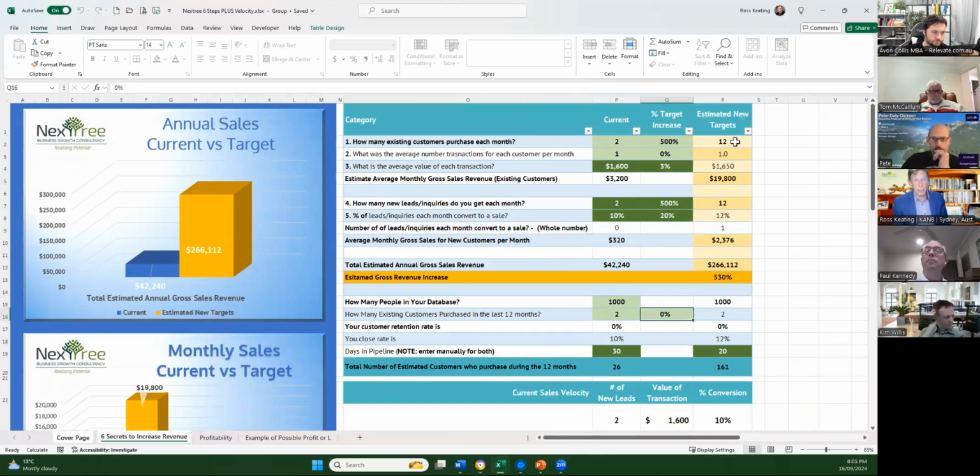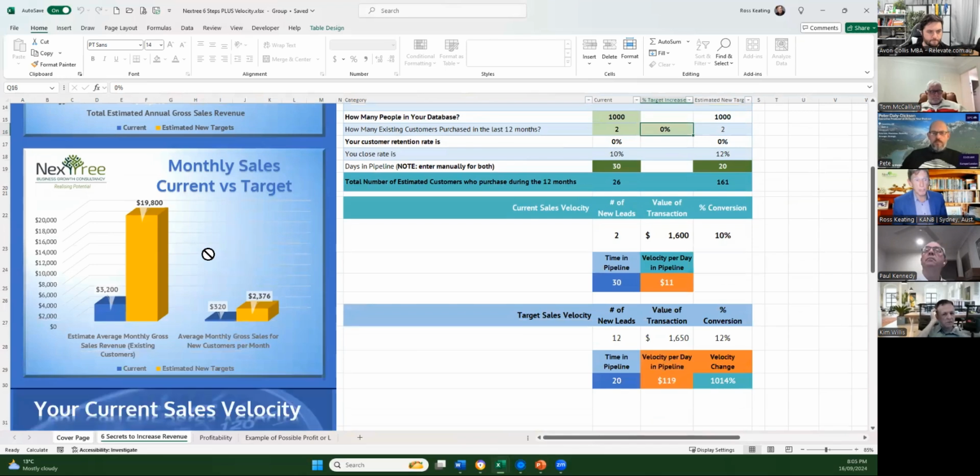But as I say, I'd never give this to a client to work out. When I'm working with them, I want them to see the figures change on the fly. Any questions?